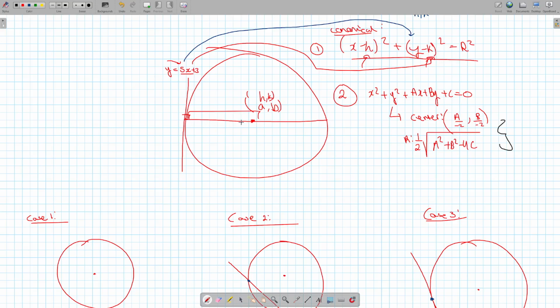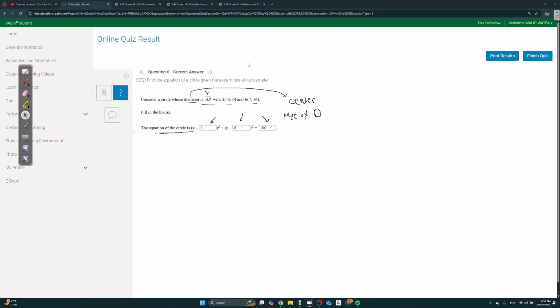This will obviously be your center. So you want to find the midpoint of the diameter. Okay, so what is the midpoint formula? x1 plus x2 over 2, comma y1 plus y2 over 2. Over here we have these 2 points: minus 5 plus 7 over 2, comma 0 plus 16 over 2. So you're going to get 2 over 2, which is 1, and 16 over 2, which is 8. So this is the midpoint of the diameter, which is therefore your center of the circle.